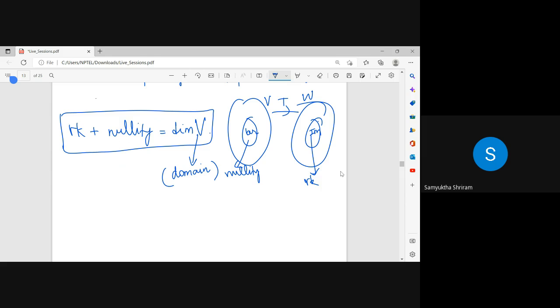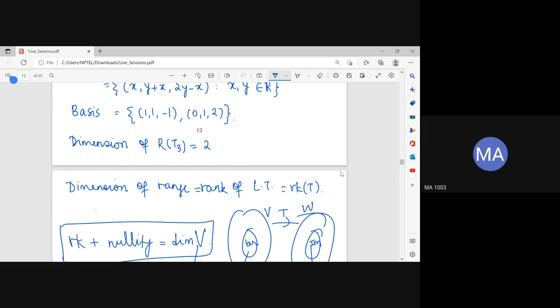Ma'am, why is it that the dimension of the range is equal to the rank of the linear transformation? That's how it is defined. Rank of a linear transformation is the dimension of the range. Do you know rank of a linear transformation even before this? No, right? That's the definition. Okay, so it's a definition.